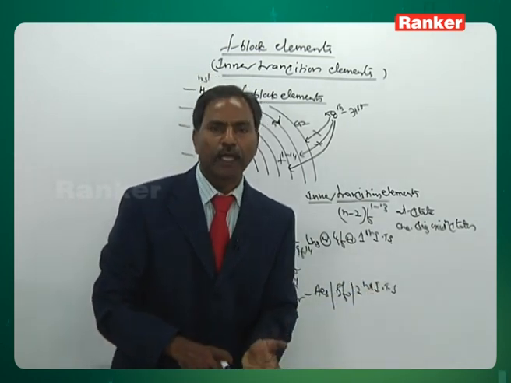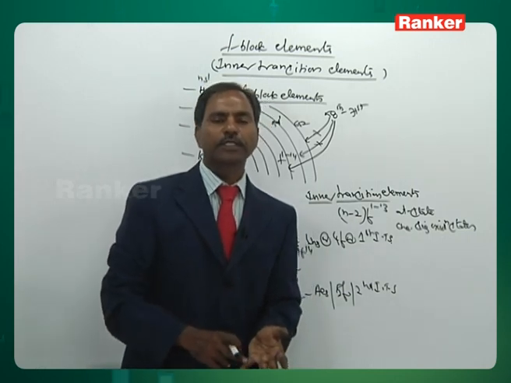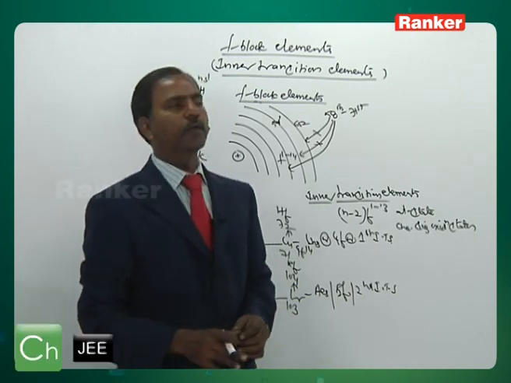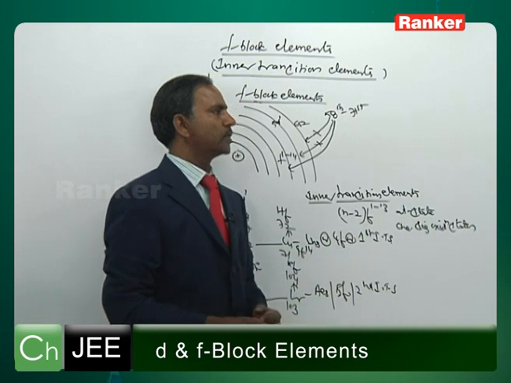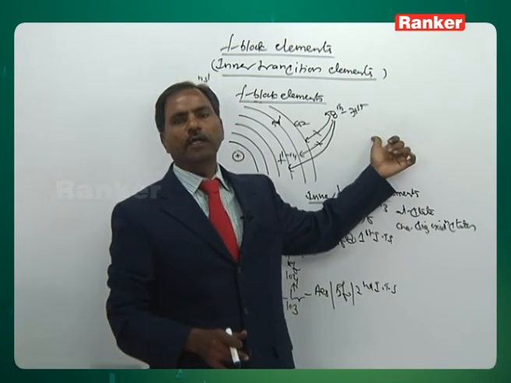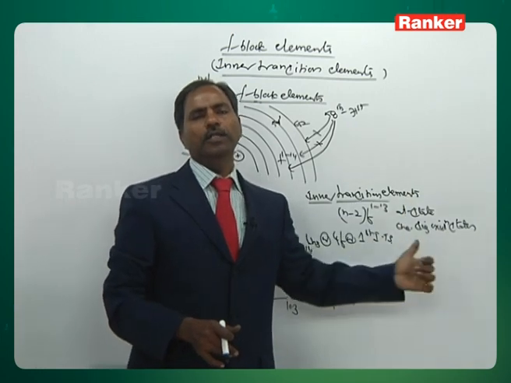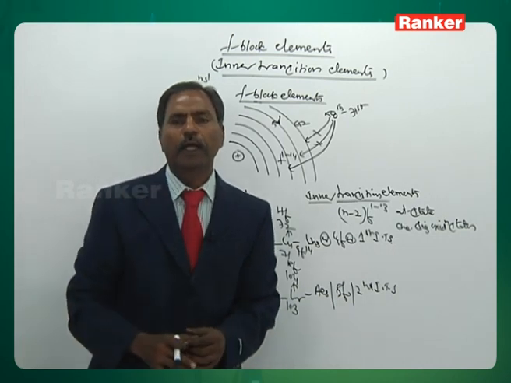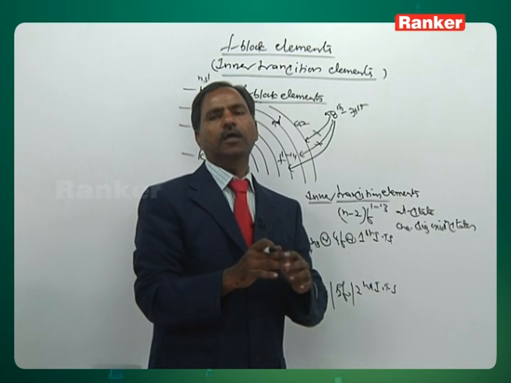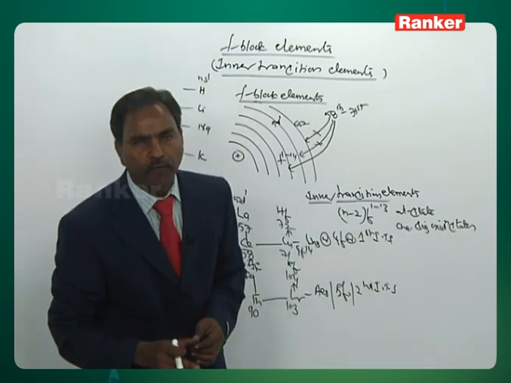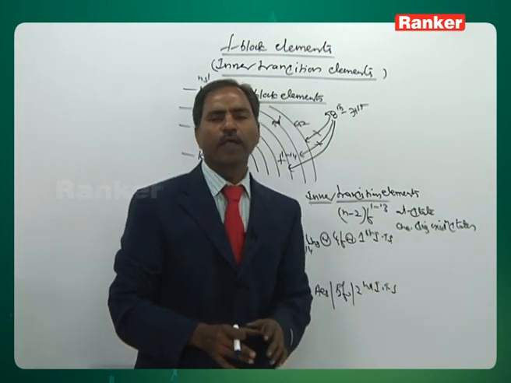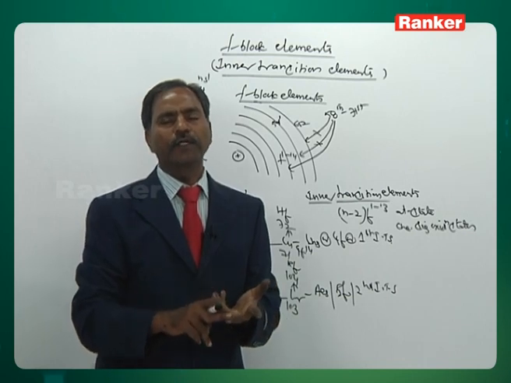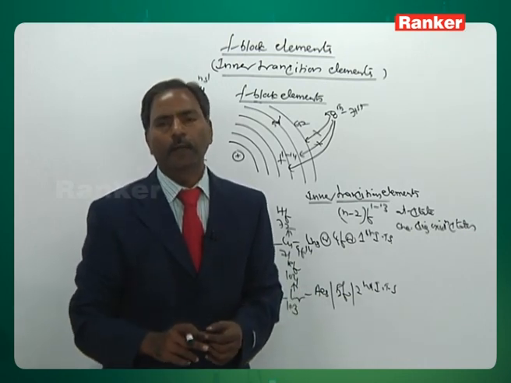Transition elements means those carrying incompletely filled d orbitals. Inner transition means those carrying incompletely filled f orbitals. Now, either you consider f block elements or inner transition elements, the orbitals of the valence shell, penultimate shell and antipenultimate shell, all the three shells, are found to be incompletely filled. What I am saying is, in the case of f block elements or inner transition elements, these three shells are carrying incompletely filled orbitals.